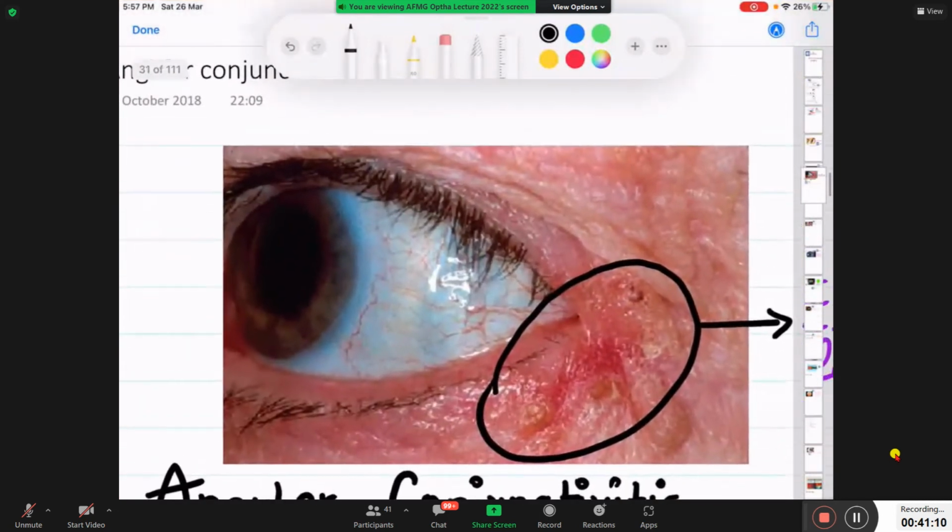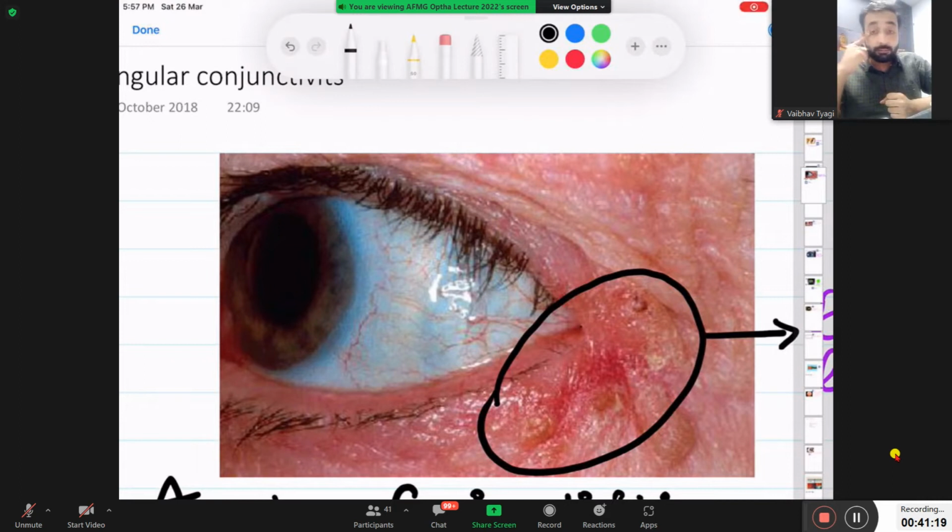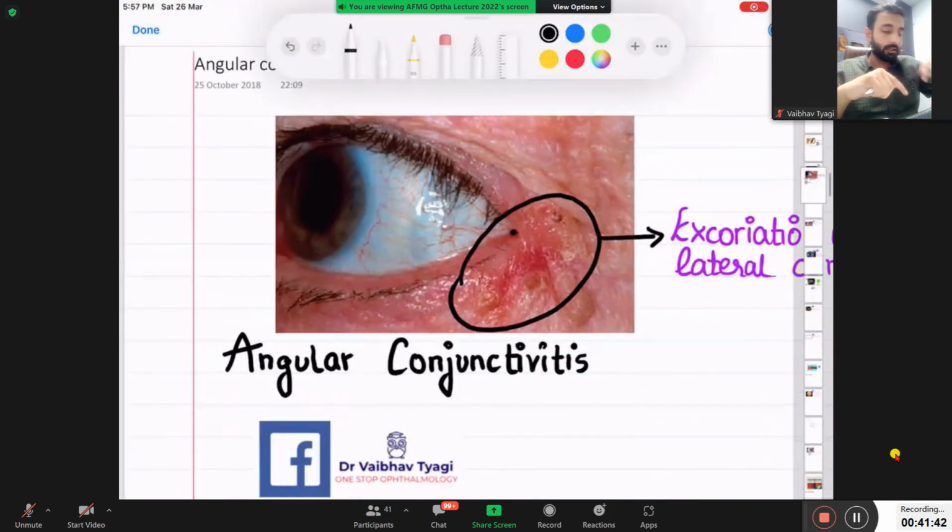Can you see this excoriation present? Now, there are two canthi. This junction, this point, is called the lateral canthus. And this one towards my nose is called the medial canthus. Lateral canthus, medial canthus. So next important point, write down.